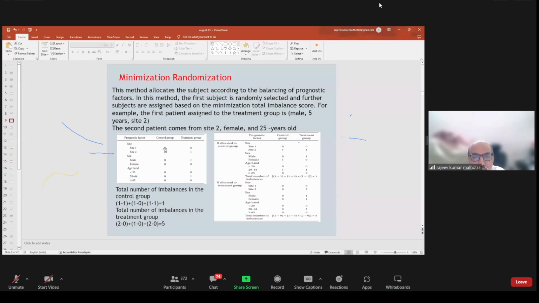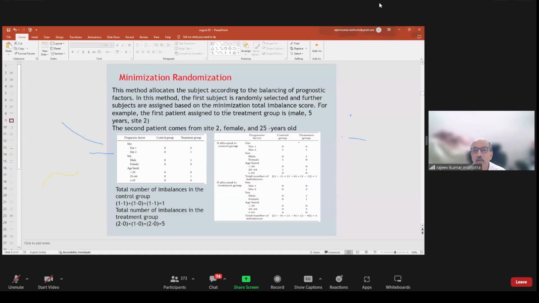We assign 0, 0, 0 to the first patient. If it is assigned to the control group, site 1, then we apply 1. Otherwise, we write 0, 0. So the first patient is in the treatment group, male, so we write 1 for male. This is 25 years, so for the 25-year age band we assign 1, and then site 2 we assign a 1.